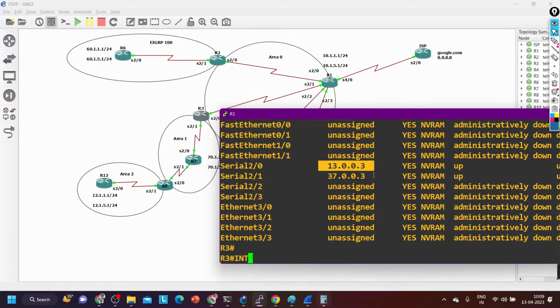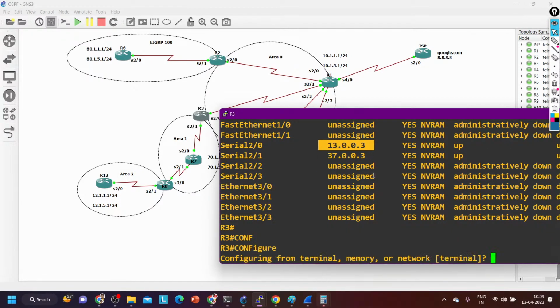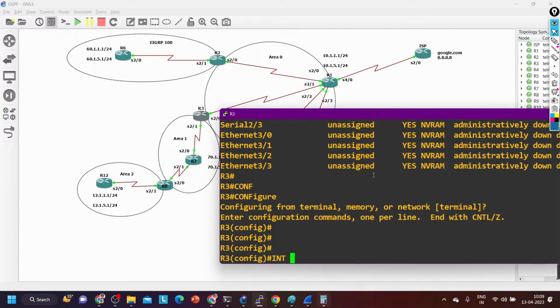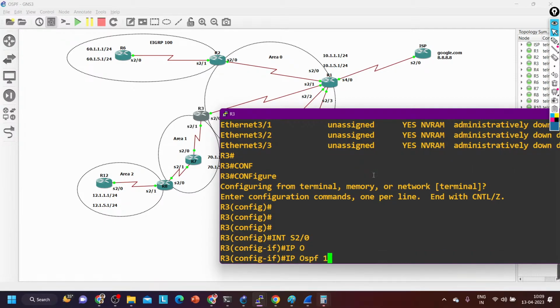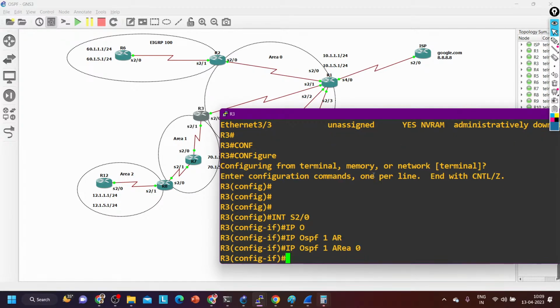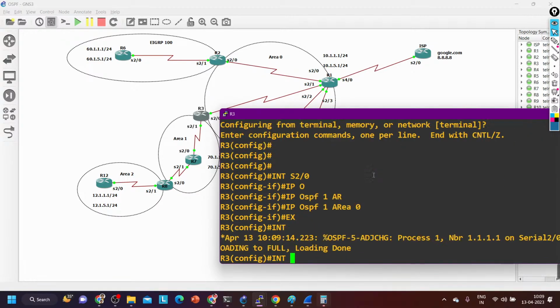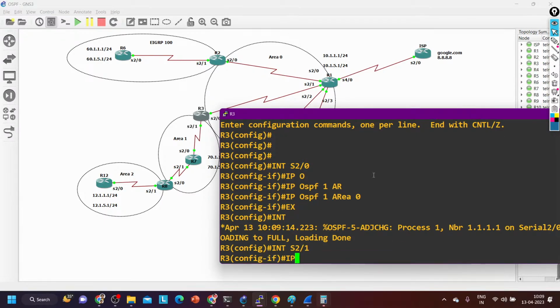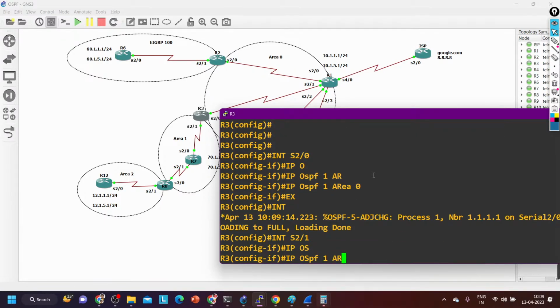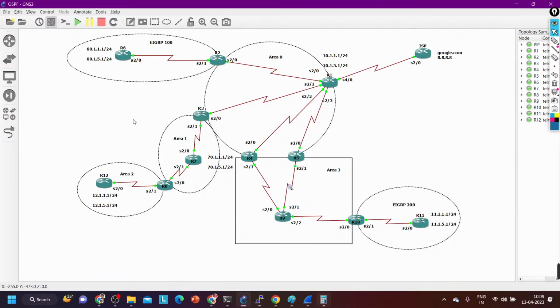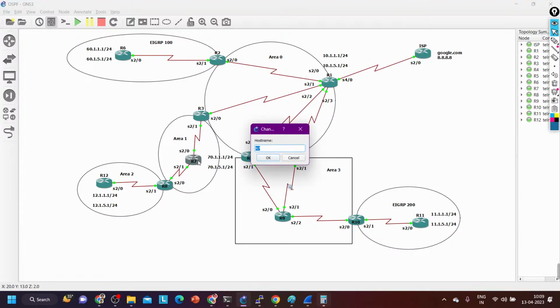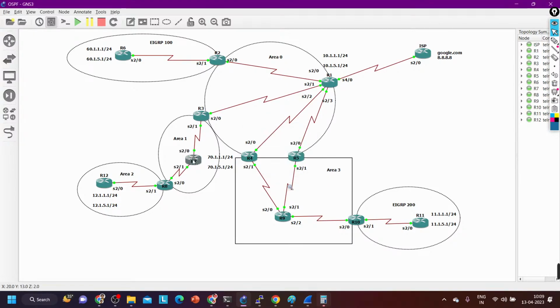Now interface serial 2/0, ip ospf 1 area 0, exit, interface serial 2/1, ip ospf 1 area 1. Yes or no? So this router will become what? ABR.